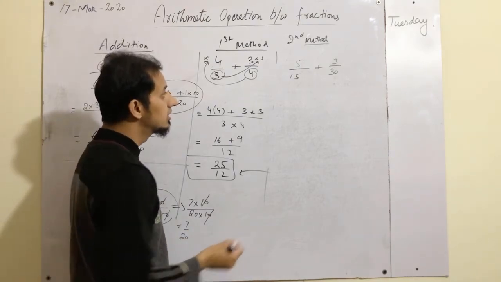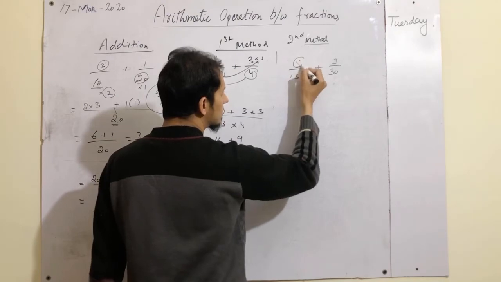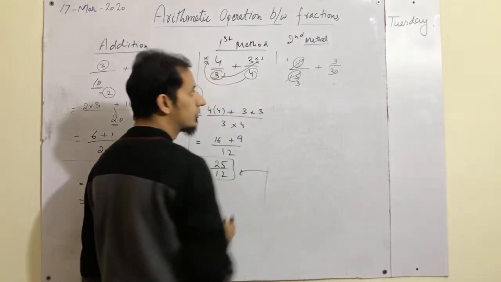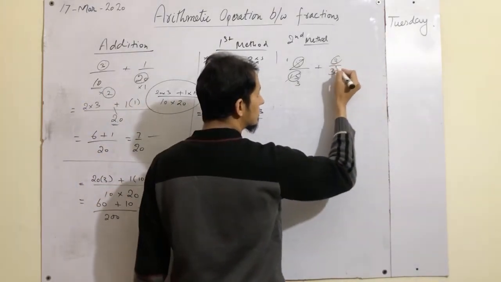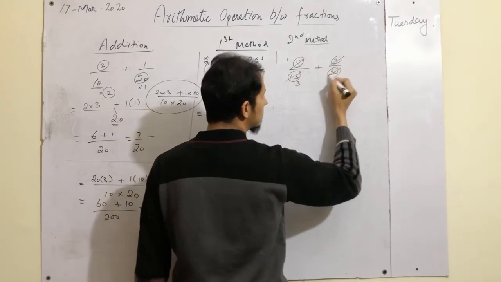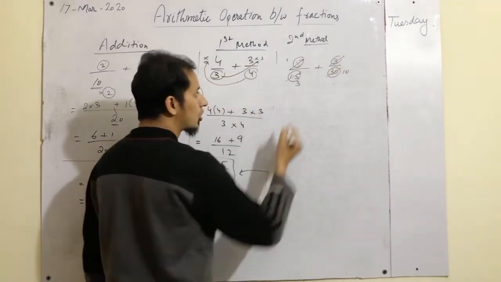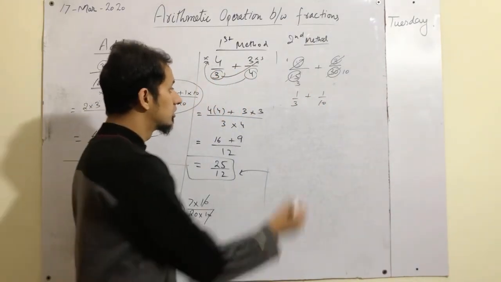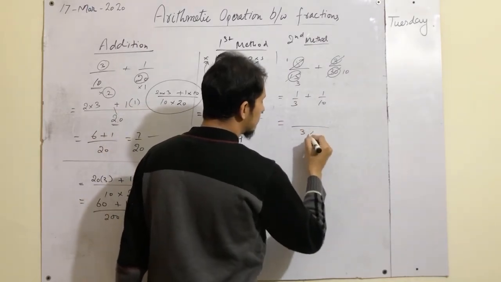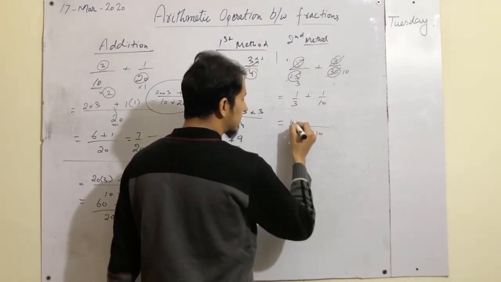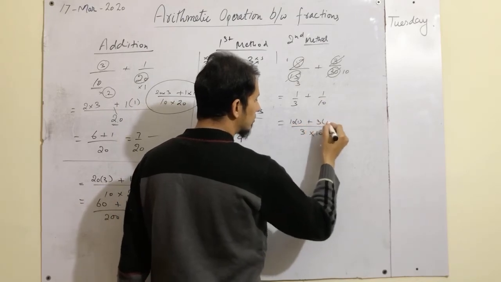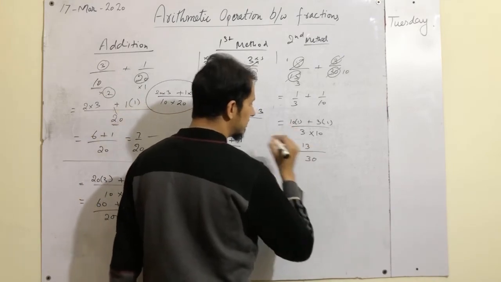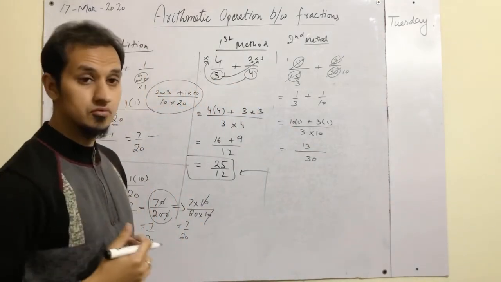How can we simplify? See this, 5 is a factor of 15. So 5 ones are 5, 5 threes are 15. 3 also is a factor of 30. 3 tens are 30. So 1/3 plus 1/10 we are left with here. Now we can simplify. 3 into 10, and then 10 by 1 and plus 3 into 1. So here we have 30, and 10 plus 3, 13. So we get the answer.